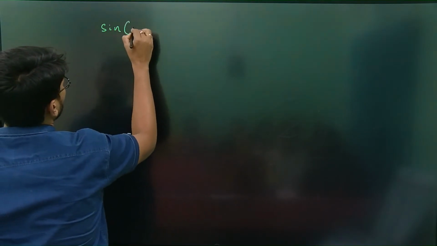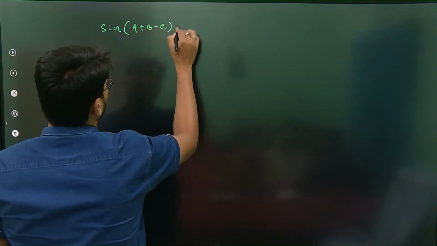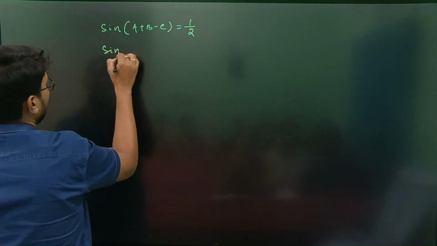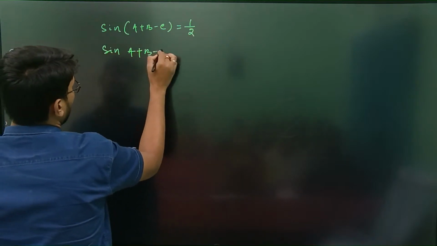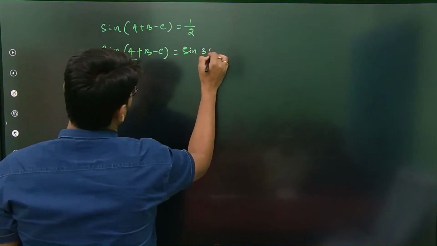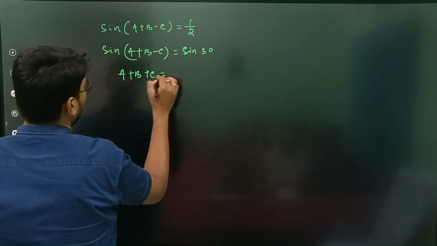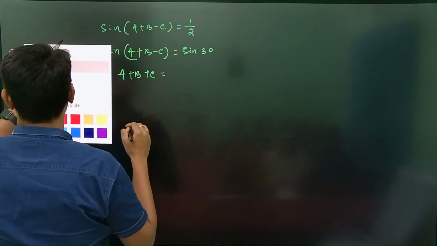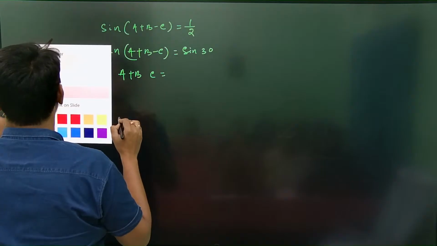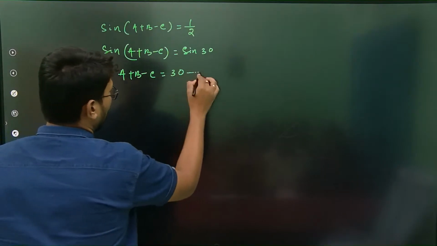Sine of A plus B minus C is how much? 1 by 2. Wait. So what is sine of A plus B minus C? Which value is 1 by 2? Sine 30. Hence A plus B minus C is 30. Got it? It is equation number 1.